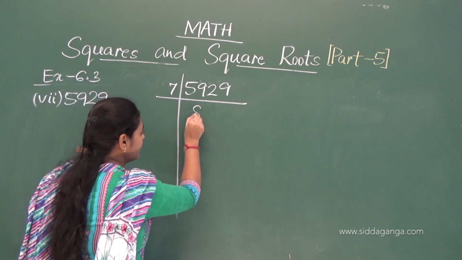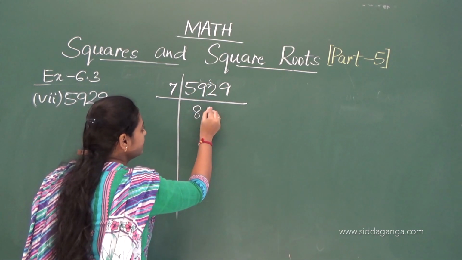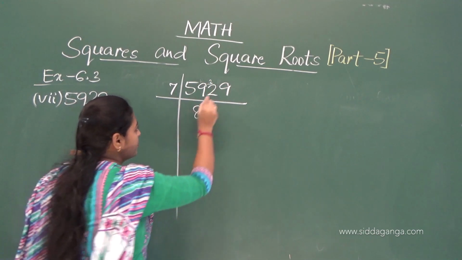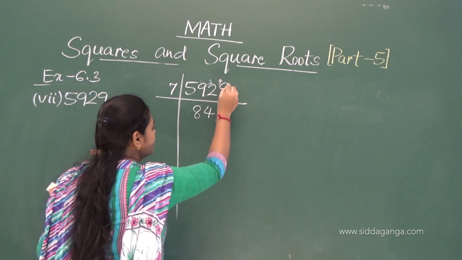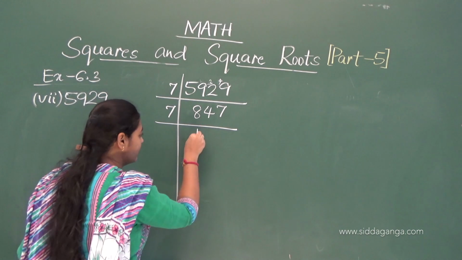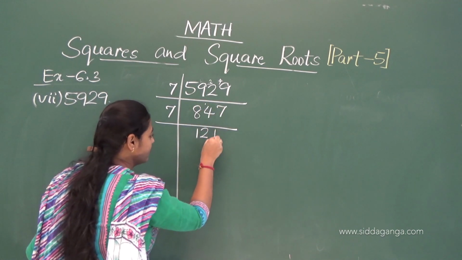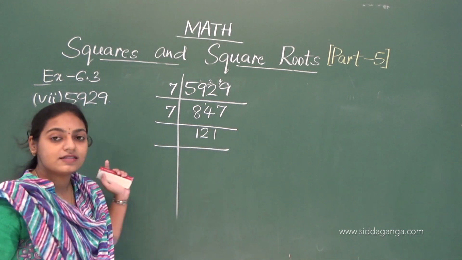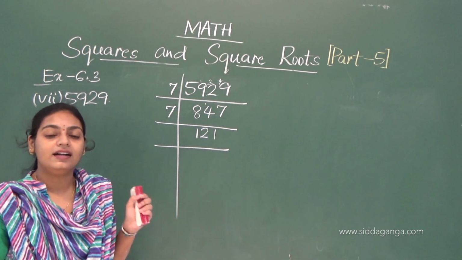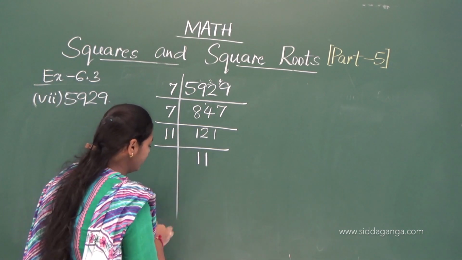7 8s are 56, 7 4s are 28, 7 7s are 49, 7 1s are 7, 7 2s are 14 and 7 1s are 7. 121 is a perfect square of 11 and 11 is also a prime number, so 11 11s are 121.